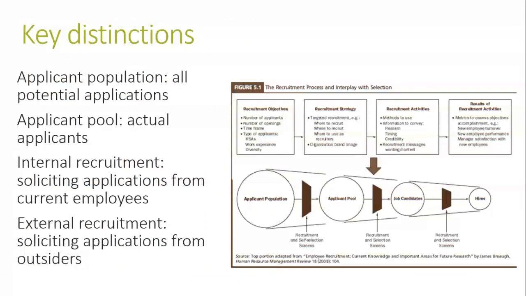Now, some key distinctions to point out, class. The applicant population refers to all potential hires, whereas the applicant pool refers only to people who have actually applied. So, if someone could have been interested in your job but didn't apply, they would be in the applicant population but not the applicant pool. Then there is internal recruitment.